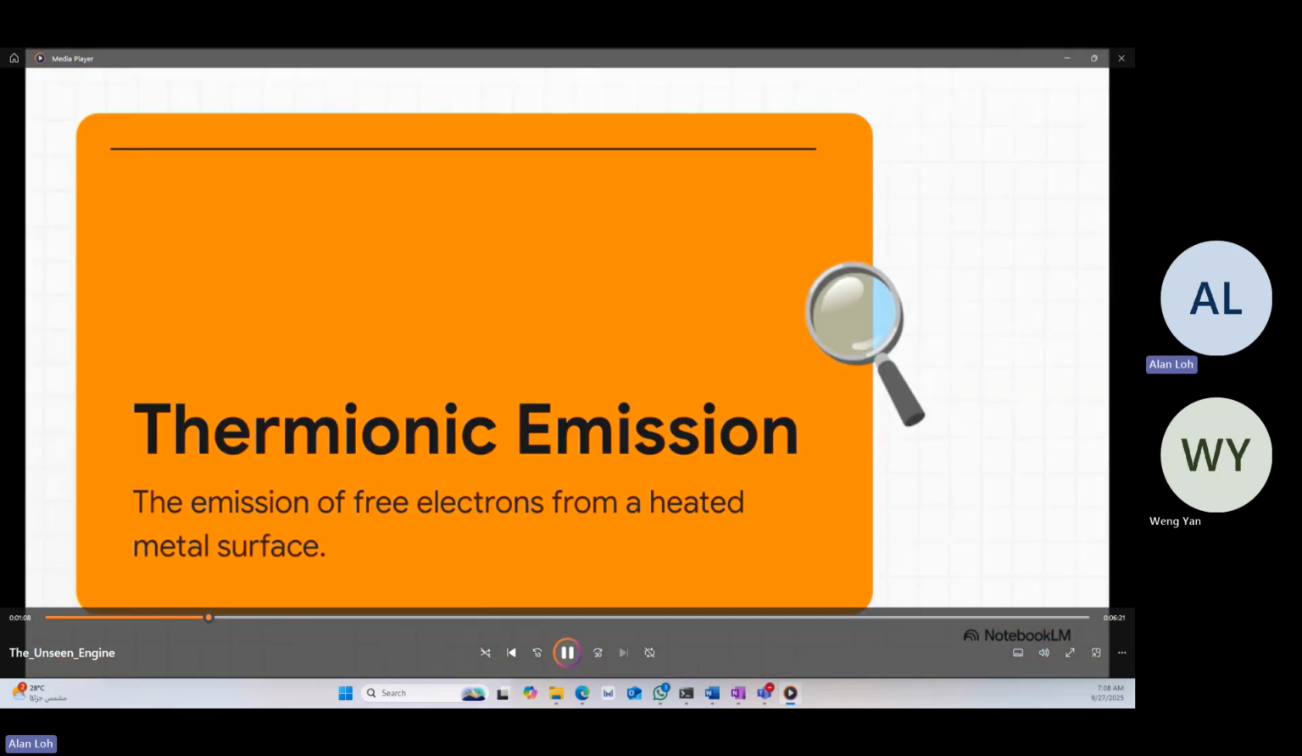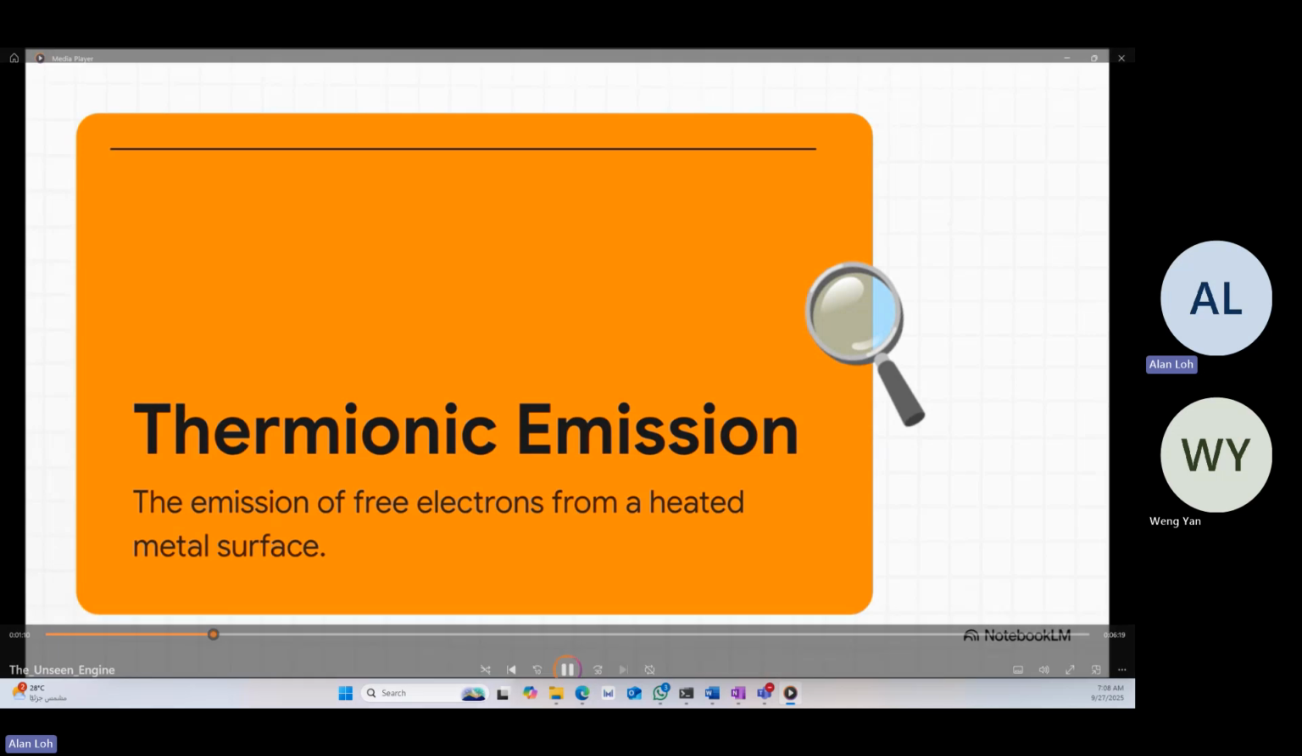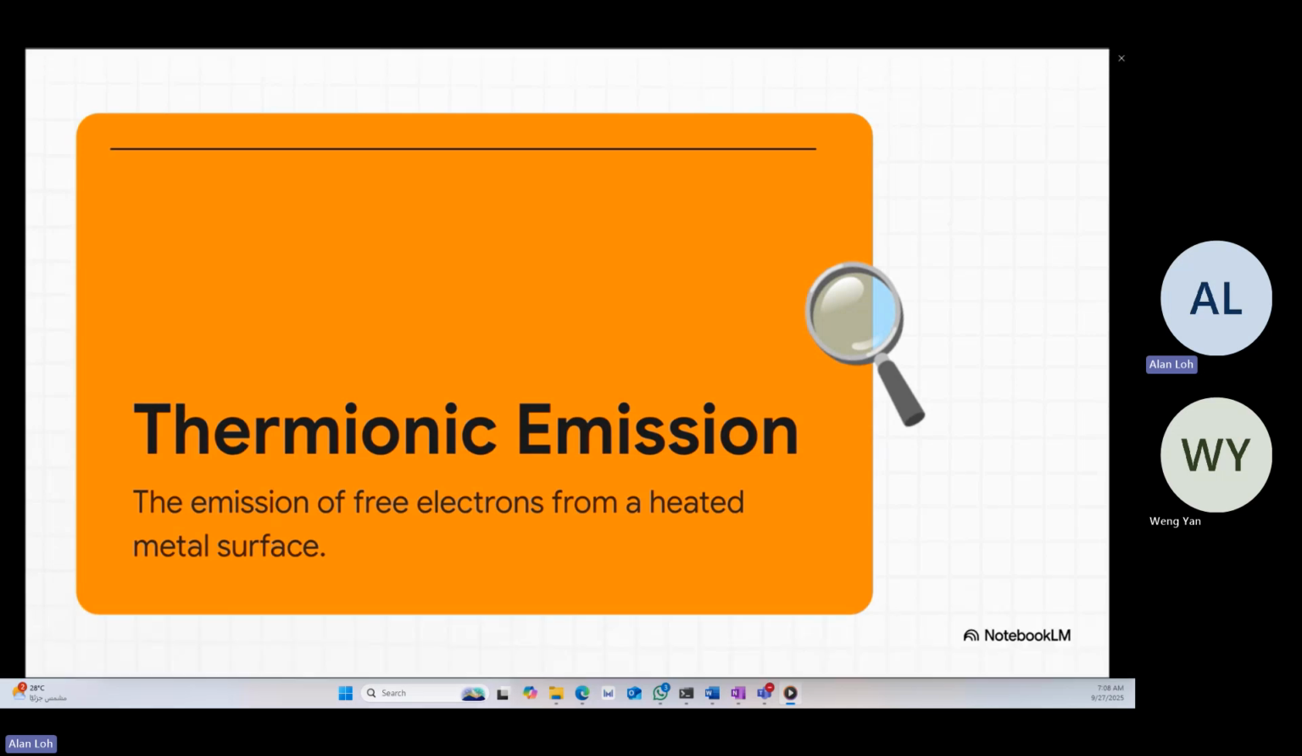The way we do this is with a process called thermal ionic emission. And honestly, the best way to think about it is like boiling water. You heat up water, it gets enough energy, and molecules start jumping off as steam. Well, it turns out you can do basically the same thing with metal. Heat it up enough, and you can literally boil off electrons.